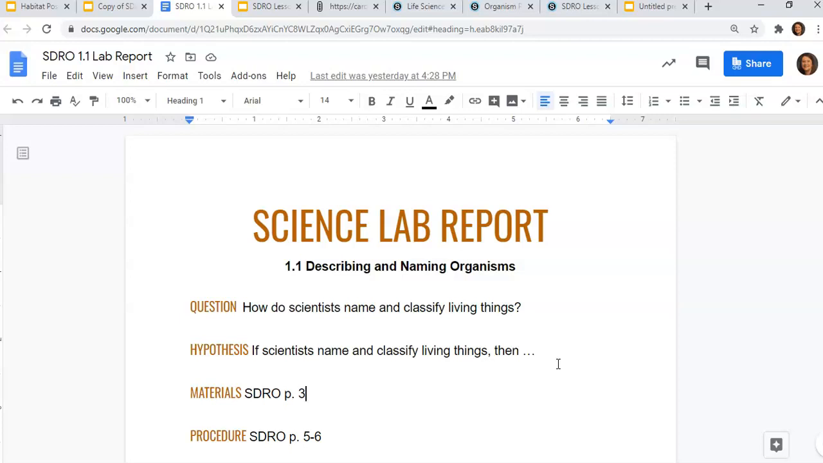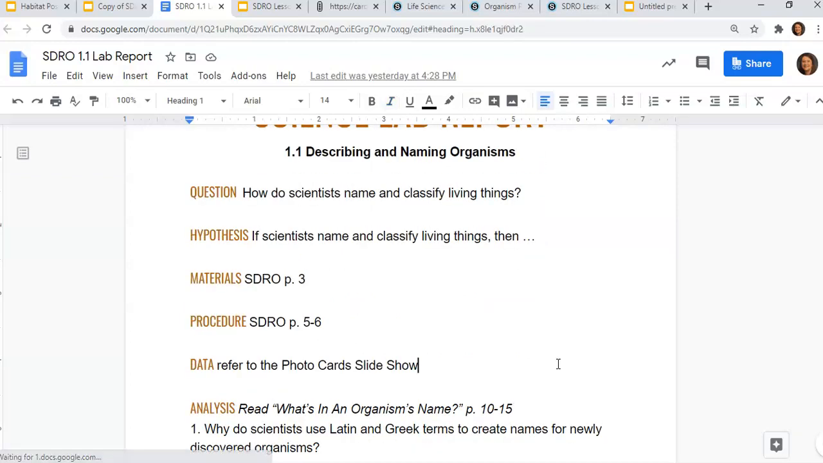You don't have to list all the materials. We'll just use the page numbers for this. Now, sometimes when we're doing independent labs, you will have to actually write out the list of materials. And we followed the procedures straight out of the book, so I just mentioned the page numbers for where the procedures are found. Okay, and then we have our photo card slideshow.